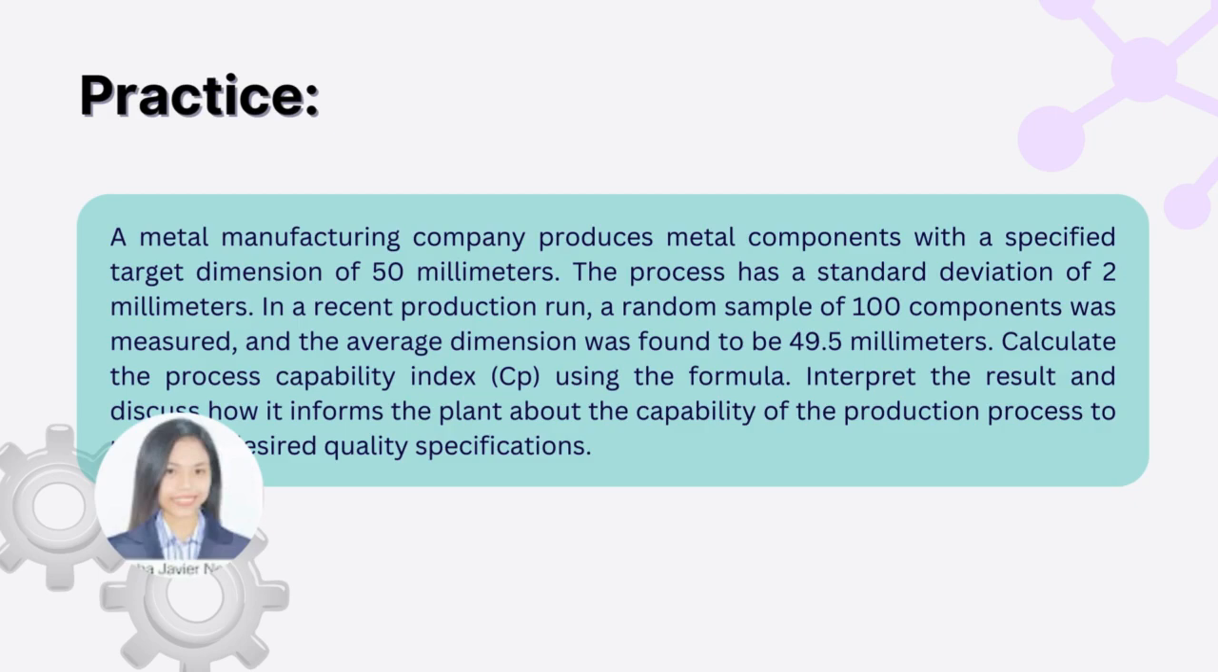Another practice problem for the process capability index. A metal manufacturing company produces metal components with a specified target dimension of 50 millimeters. The process has a standard deviation of 2 millimeters. In a recent production run, a random sample of 100 components was measured, and the average dimension was found to be 49.5 millimeters. Calculate the process capability index using the formula, interpret the result, and discuss how it informs the plant about the capability of the production process to meet the desired quality specifications.